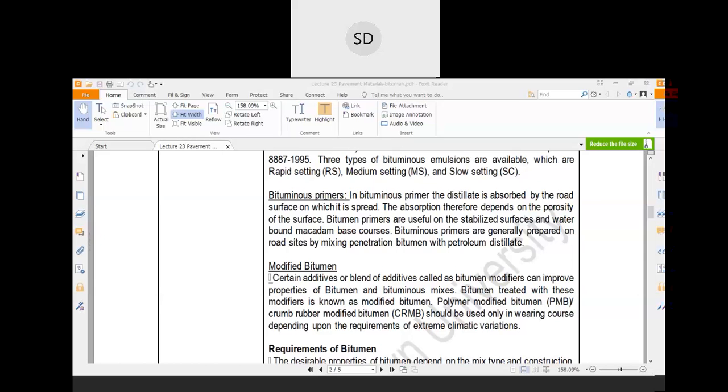Now, what is the purpose of the bitumen primers? Basically, bitumen primers help to close all the holes over the road surface, and make the road surface such that water cannot penetrate through it. Now, bituminous primers are useful on the stabilized surfaces and water-bound macadam base courses. Now, how is it prepared? It is prepared by mixing bitumen with petroleum distillate.